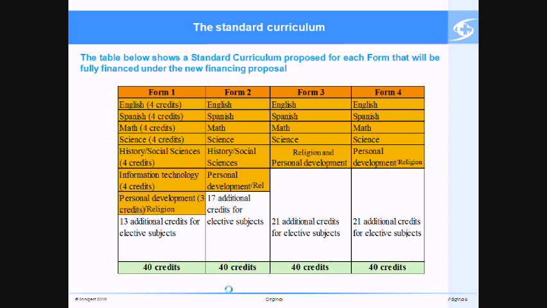There is a core curriculum which is highlighted in green and the electives in white at the bottom, all totaling 40 credits. All students attending a given school would have to do the core, and then they can choose a number of electives to total 40 credits.